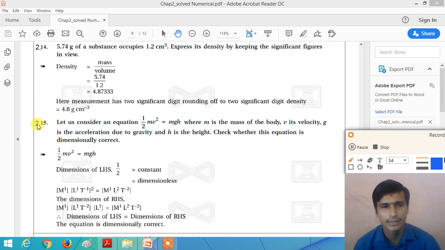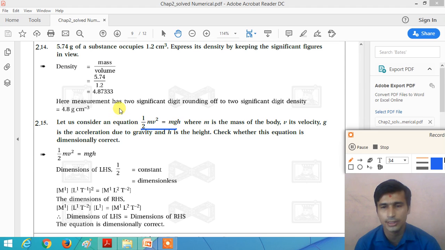Now example number 2.15. Let us consider an equation: 1/2 mv square is equal to mgh, where m is the mass of the body, v is its velocity, g is the acceleration due to gravity, and h is the height. Check whether this equation is dimensionally correct or not. Here we use the second application of dimensional analysis. Dimensional analysis is used to check whether an equation is dimensionally correct or not.